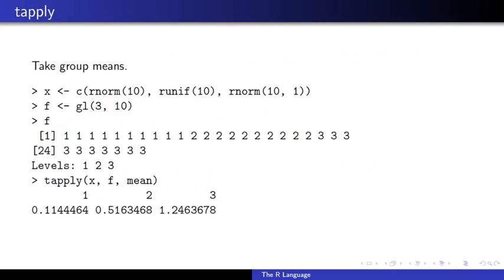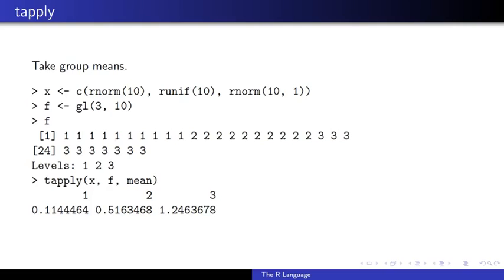So here's a very simple example. I'm simulating a vector of normal random variables and uniform random variables, and there's 10 normals, 10 uniforms, and then 10 normals that have a mean of 1. So you can think of this vector as having 3 groups. Then I'm going to create another factor variable using the gl function, and this factor variable is going to have 3 levels, and each level is going to be repeated 10 times. So when I print out the factor variable here, you can see that there's 10 ones, there's 10 twos, and there's 10 threes. So the factor variable indicates which group the observation is in.